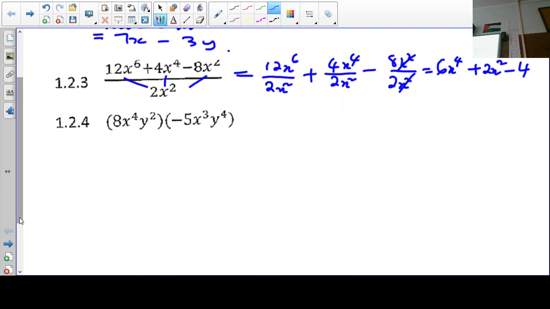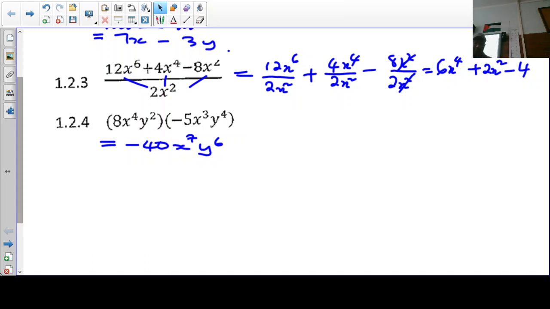When we're multiplying it's basically the same way, we add the powers. So what is positive times negative? Negative. So 8 is positive, so it's negative. 8 times 5? 40. X to the power 4 times x cubed? X to the power 7. Y squared times y to the power 4? Y to the power 6. You all okay with that? Stop me when I'm going too fast, no?